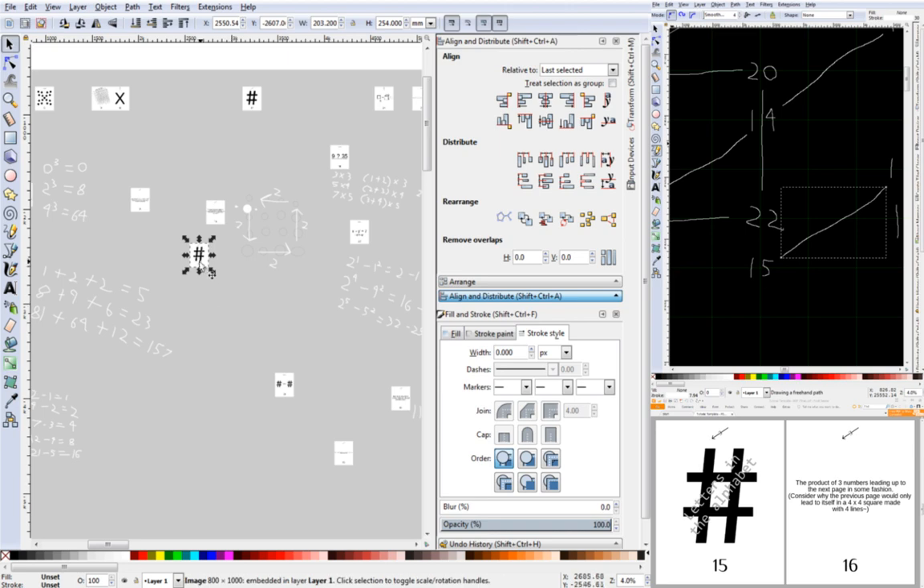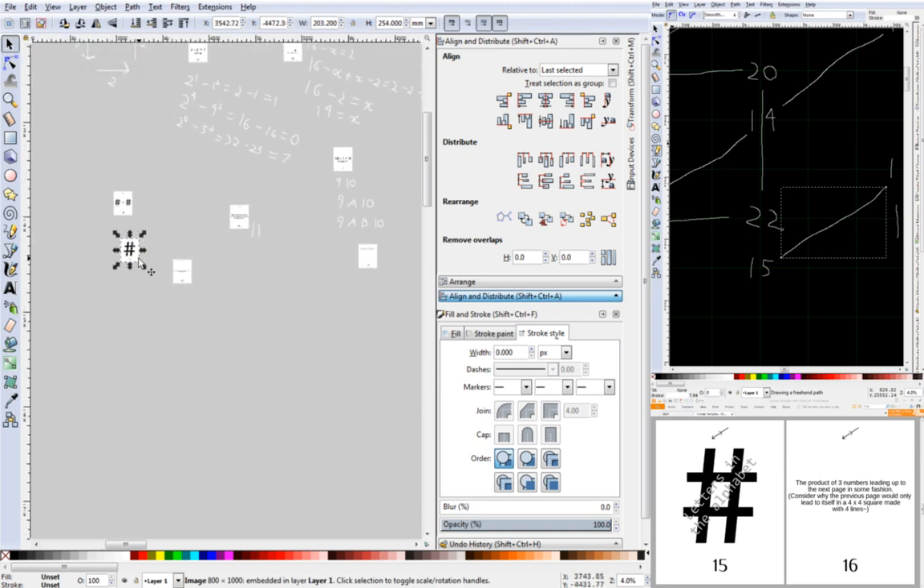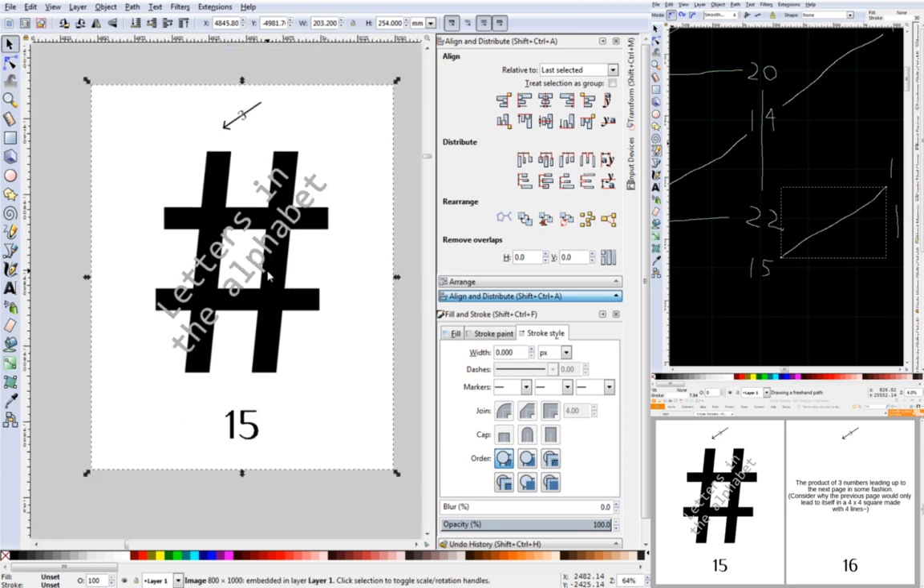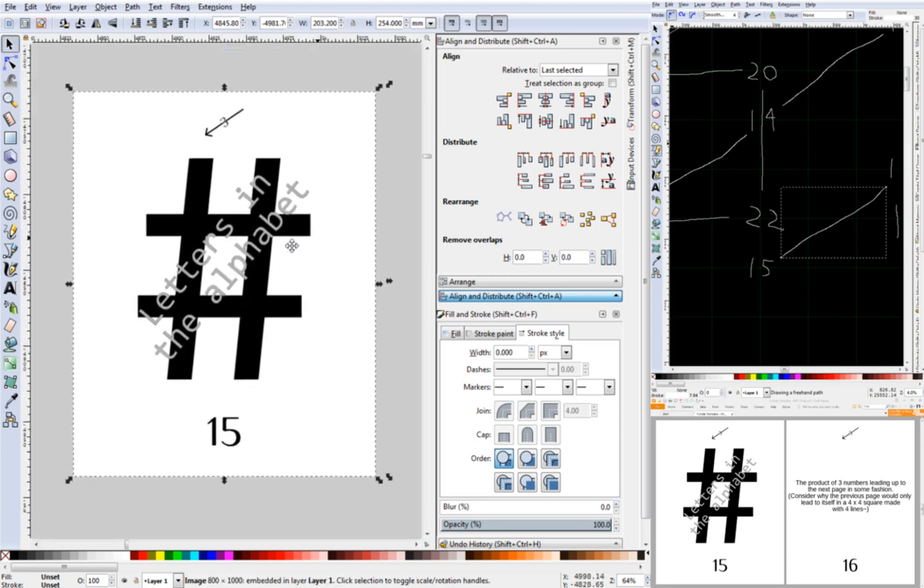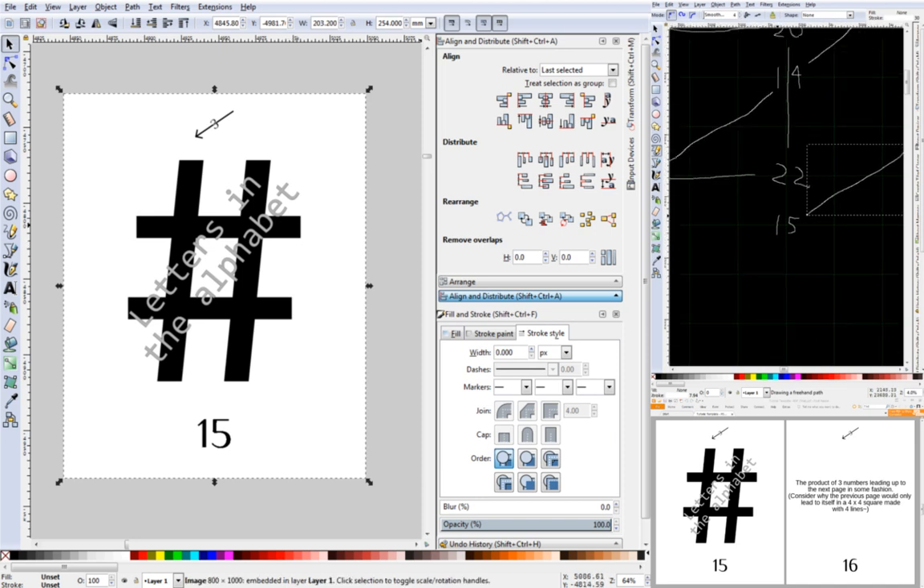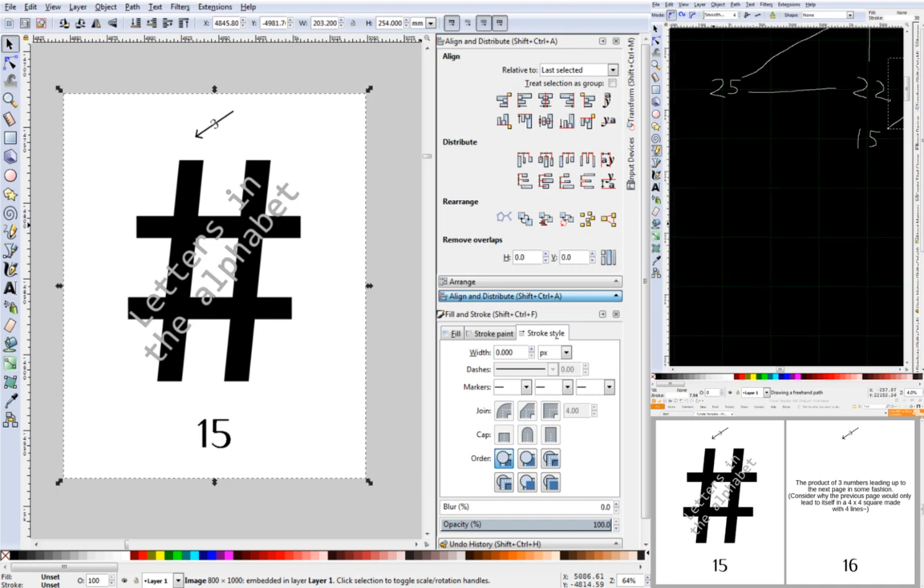Okay, it's 15. Letters in the alphabet. Well, this book's in English, so we're just going to go with the English alphabet, and that would clearly be 26. So, going down by 20, so let's just go there, down by 3 again.